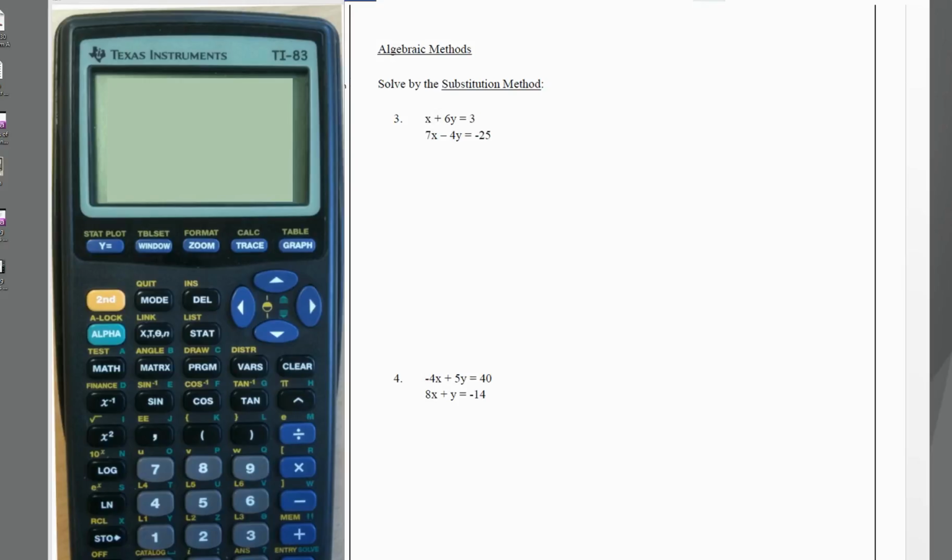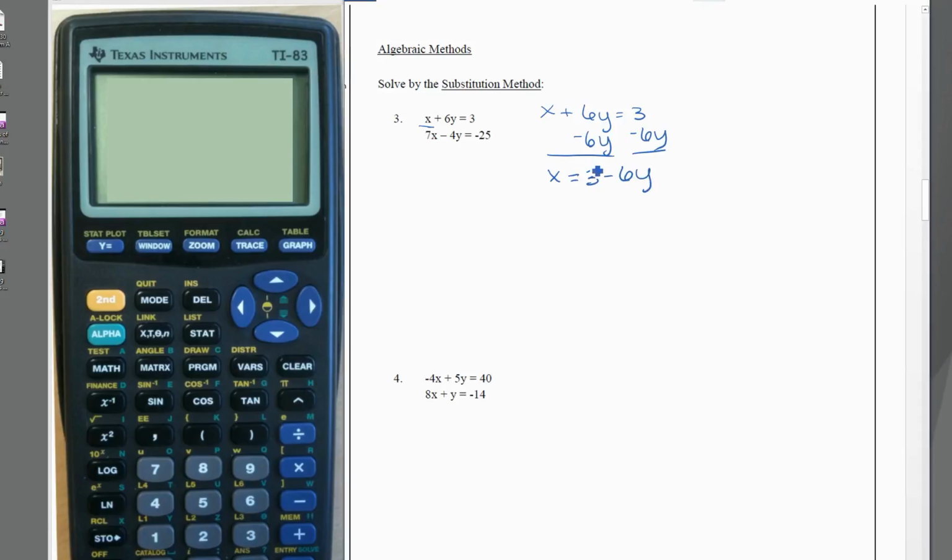4y equals negative 25. It's nice to pick, for the variable that you want to solve for, something that doesn't have a coefficient in front of it, if you can, or has a coefficient of 1. So here we just have x. So we're going to solve for x here. We're going to take the equation x plus 6y equals 3, and subtract 6y from both sides. So we get x by itself pretty easily. We say x equals 3 minus 6y.